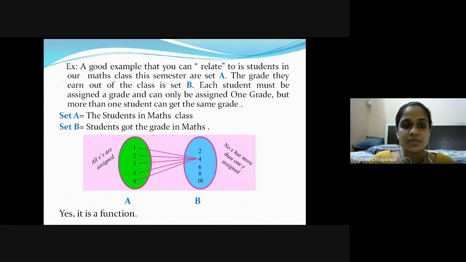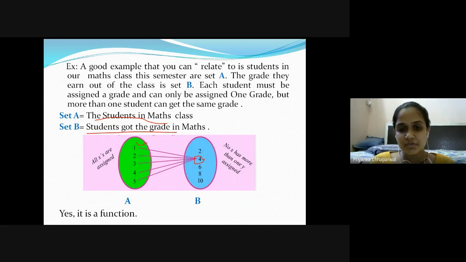So what is set A? Set A is the students in maths class. Set B is the grades they got in maths. So, is it a function? Yes, it is a function. Why? All the students, 1 to 5 enrollment numbers, have got grade 4. Is it possible? Yes, it is possible. All the x we have used.